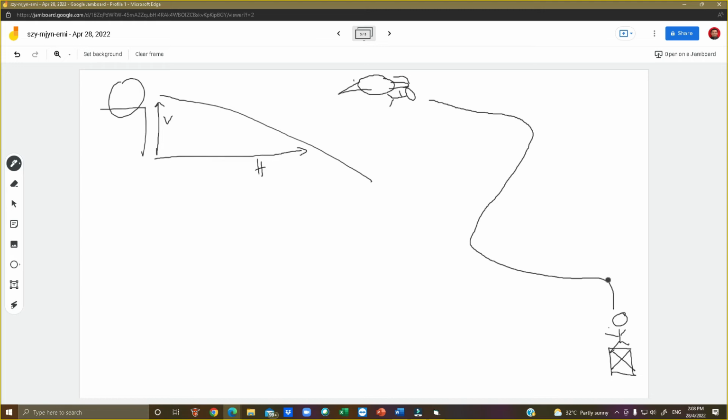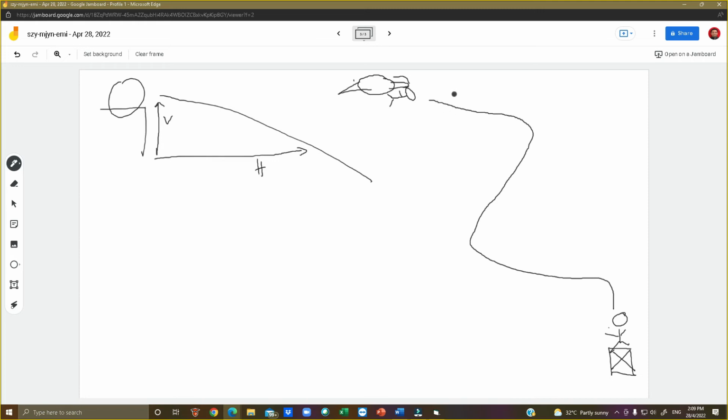Sebab dia ada dua-dua komponen. Can this skydiver change its flight pathway? Boleh tak dia ubah dia punya? Tak boleh. Boleh ke tak boleh? Macam kapal terbang. Can they do that? Or cannot?